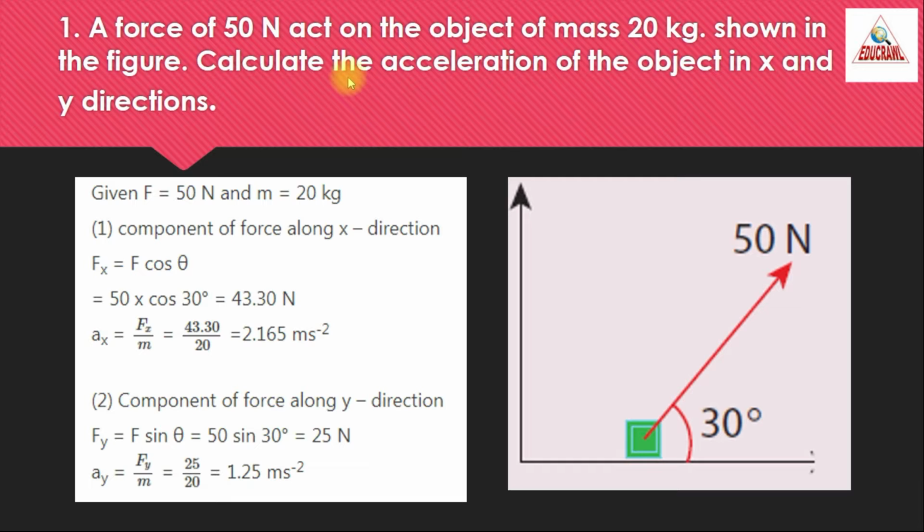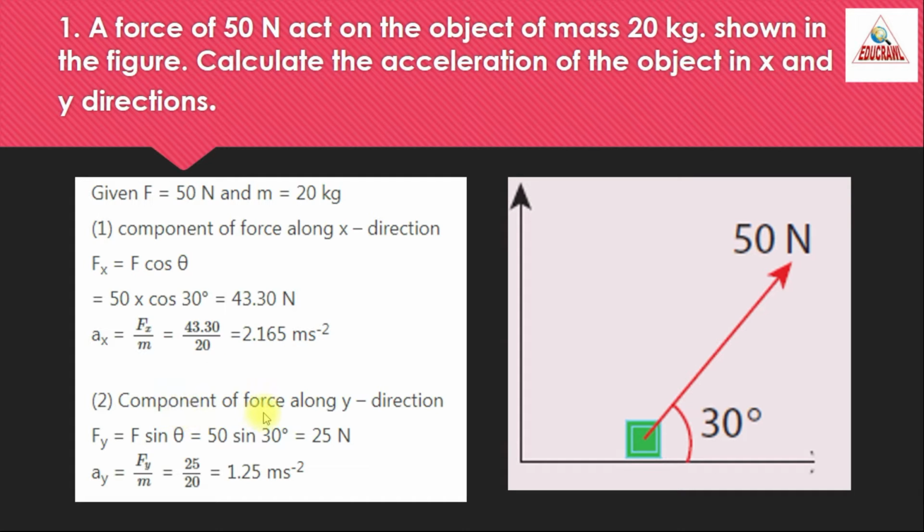We are supposed to find the acceleration. So we use the formula F = ma, Newton's second law. From that equation, acceleration is equal to F by m. So F value we have found as 43.30 divided by mass 20. So the acceleration is 2.165 meter per second square.